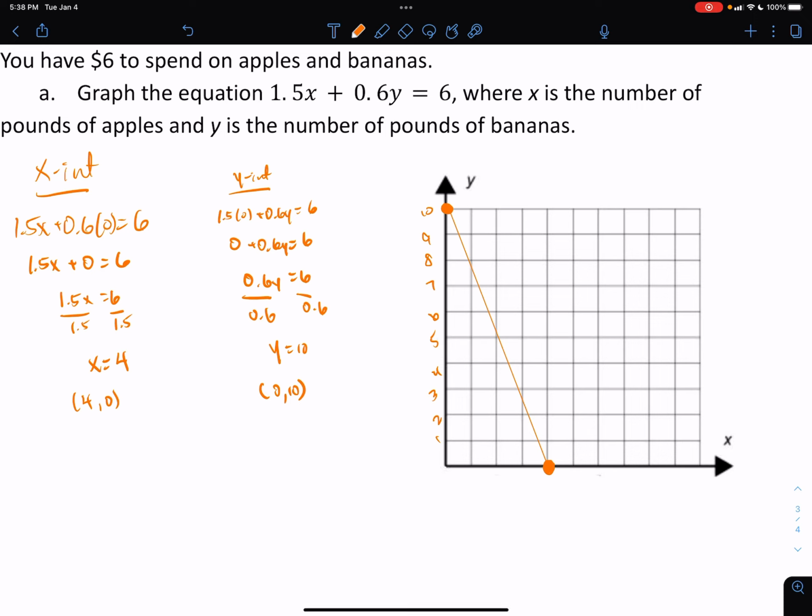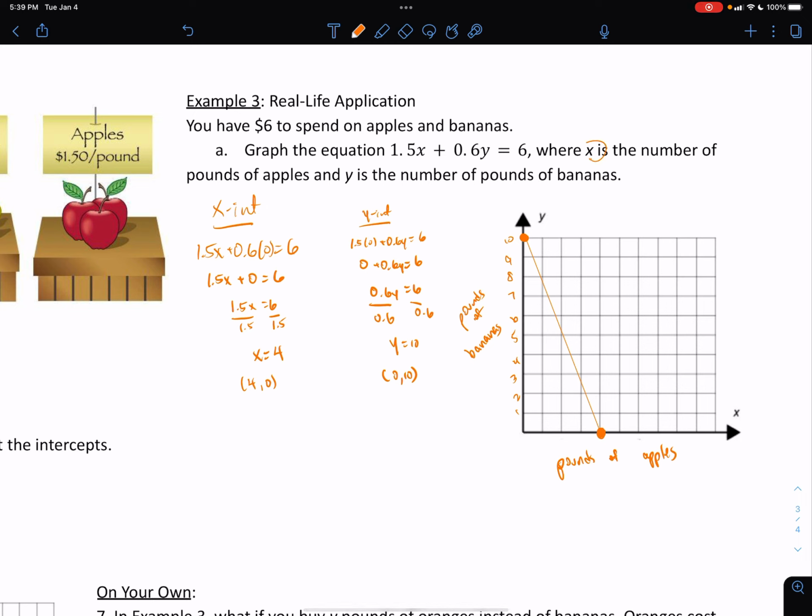X is pounds of apples. And y is pounds of bananas. Where did I get that? Well, x is the number of pounds of apples. Y is the number of pounds of bananas. That's where I got that.